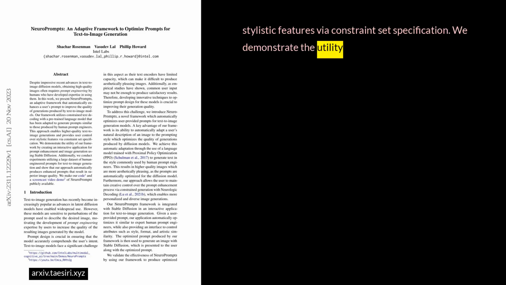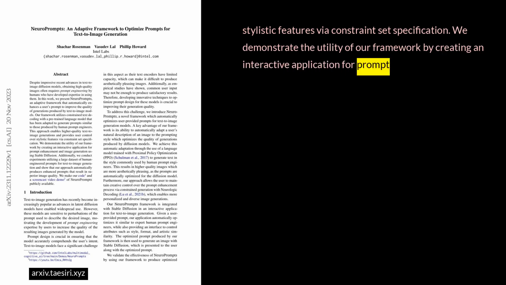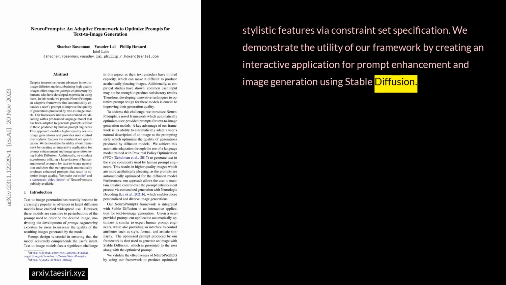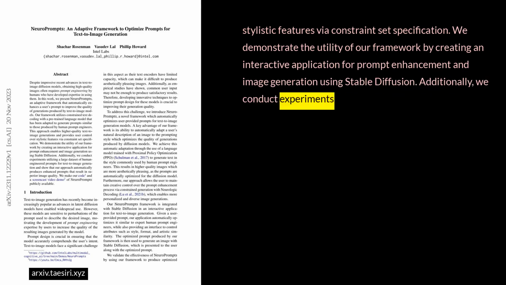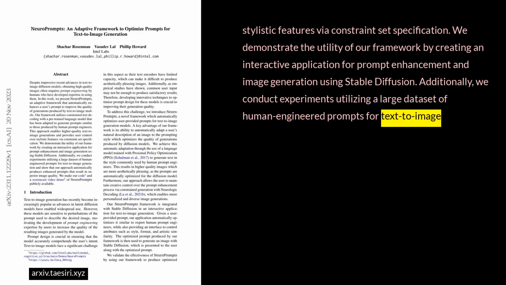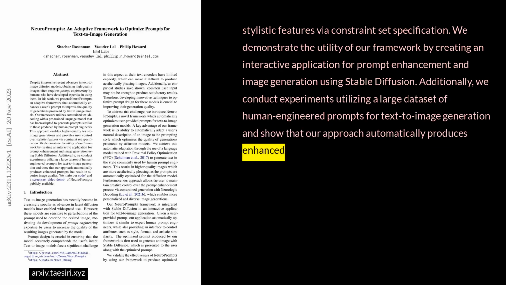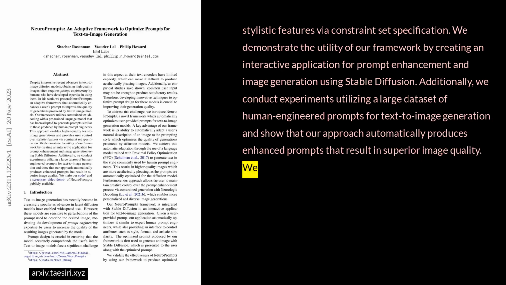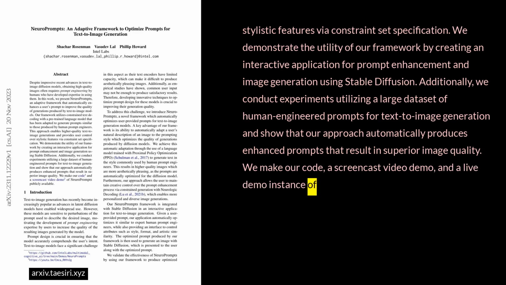We demonstrate the utility of our framework by creating an interactive application for prompt enhancement and image generation using Stable Diffusion. Additionally, we conduct experiments utilizing a large dataset of human-engineered prompts for text-to-image generation and show that our approach automatically produces enhanced prompts that result in superior image quality. We make our code, a screencast video demo, and a live demo instance of NeuroPrompts publicly available.